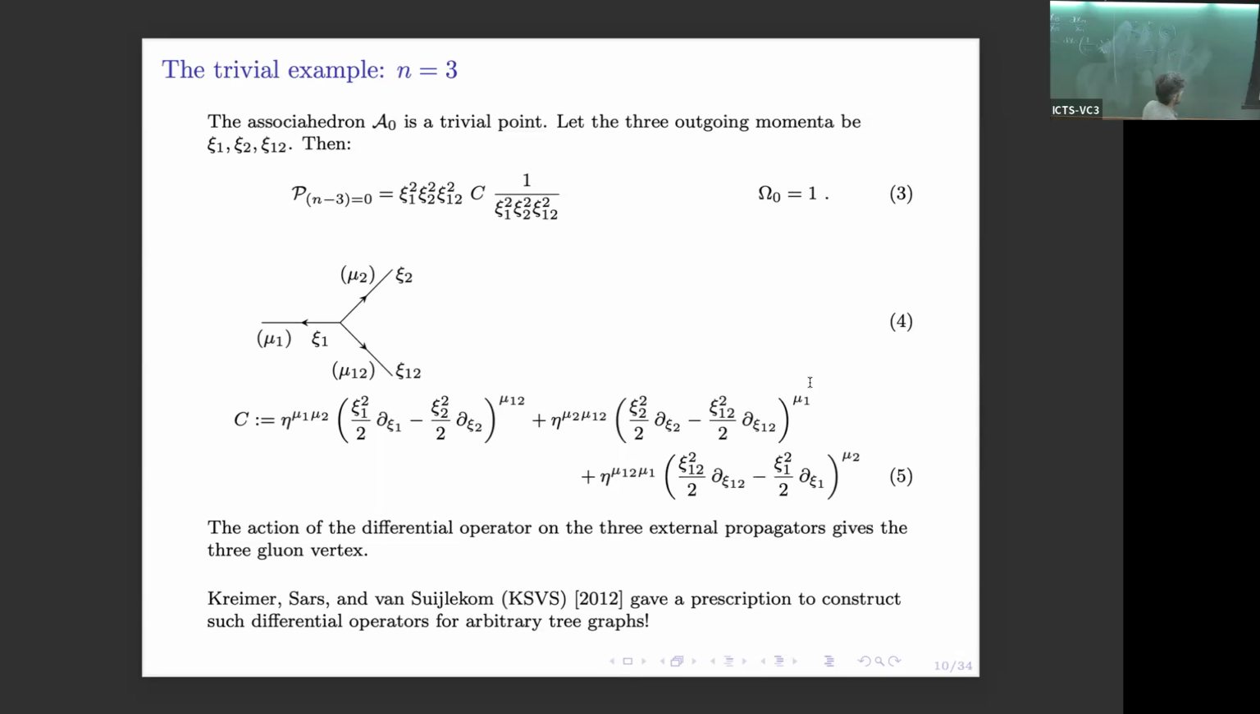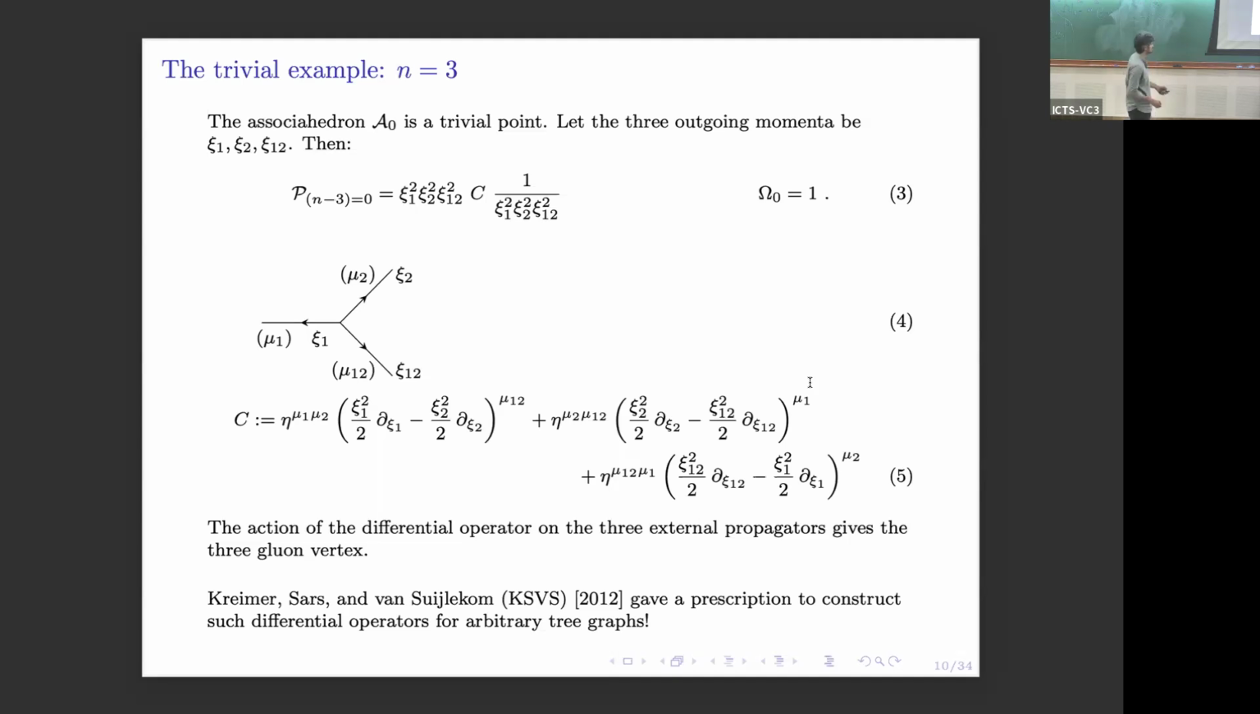Get the vertex from the associahedron, or you got the amplitude? Oh, sorry, there's no associahedron as of now here. Here what I'm doing is just a very simple illustrative thing, okay? I will go through the associahedron slowly. So here it seems like you just took the 3-point gluon vertex and, instead of the momenta, wrote down these differential operators. That's exactly it. What differential operators? Whatever he said. Yeah.